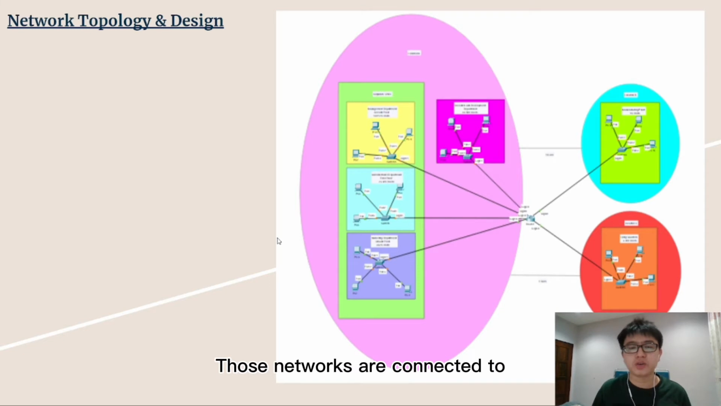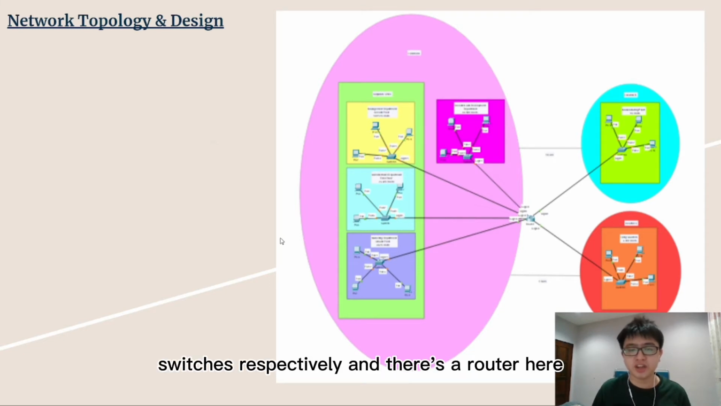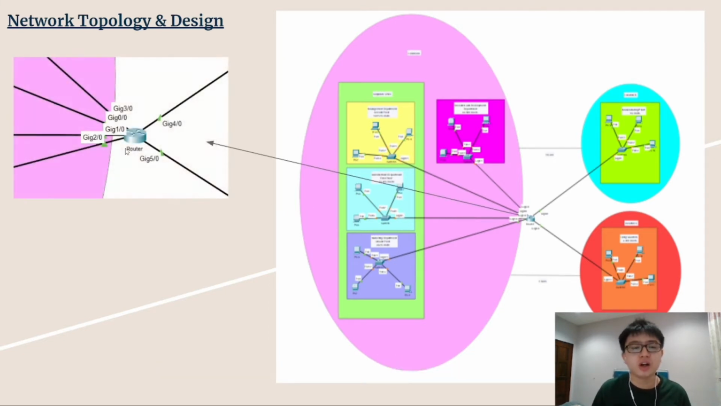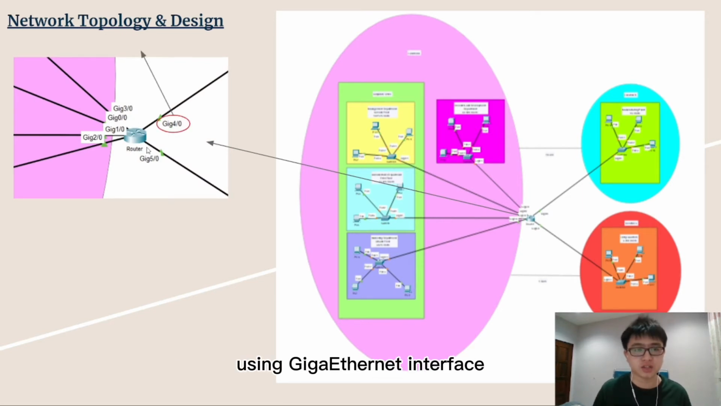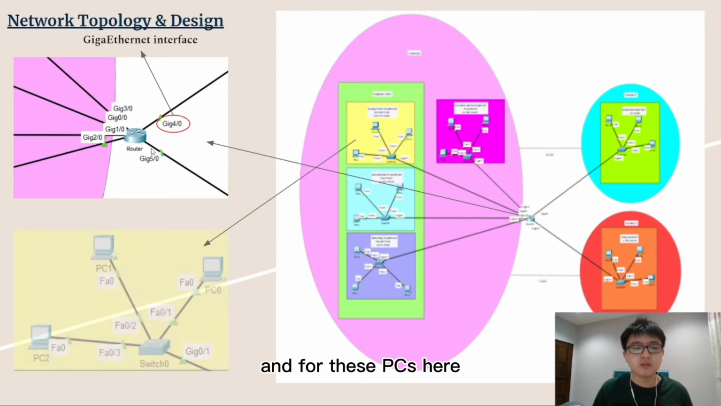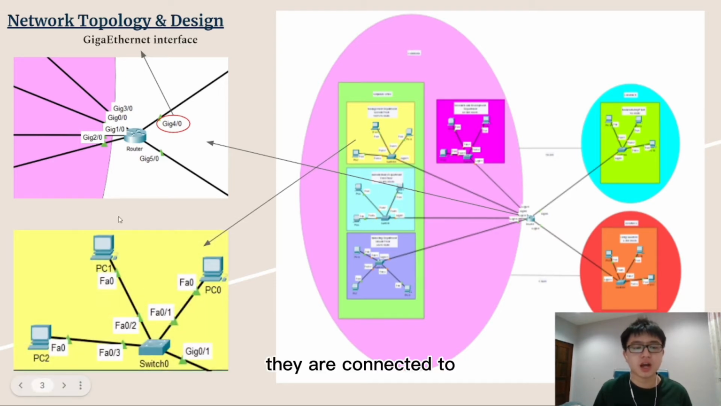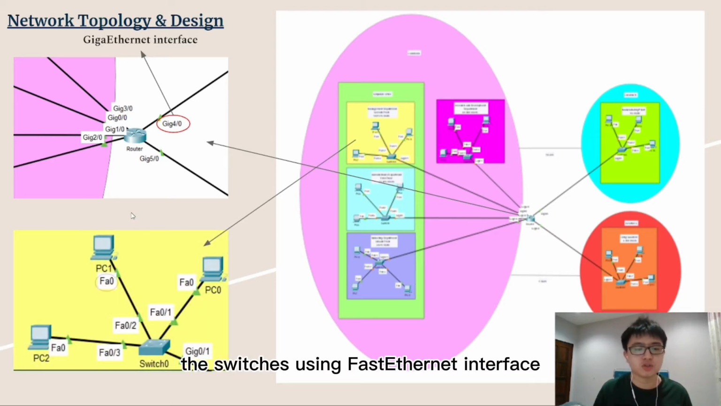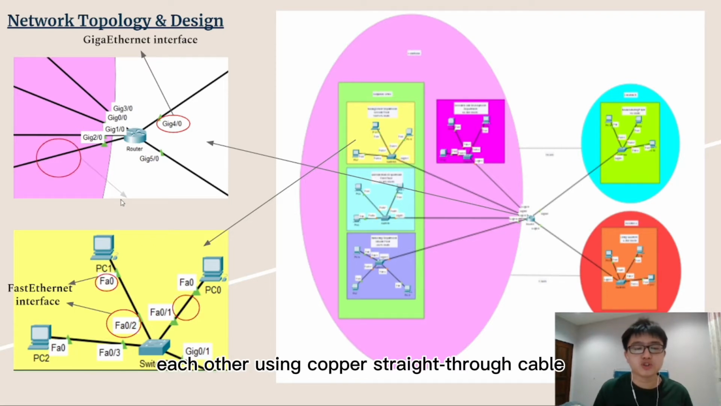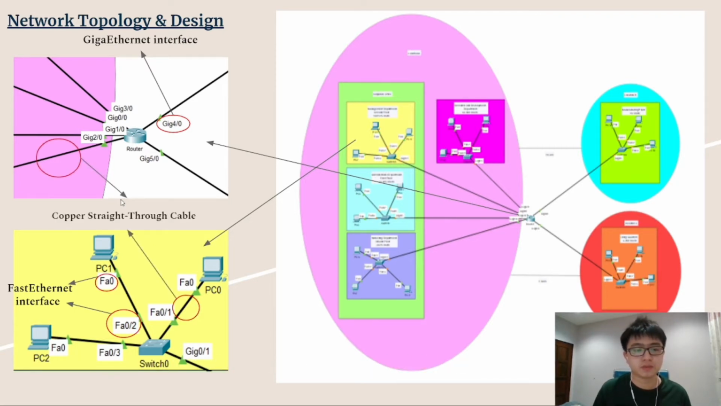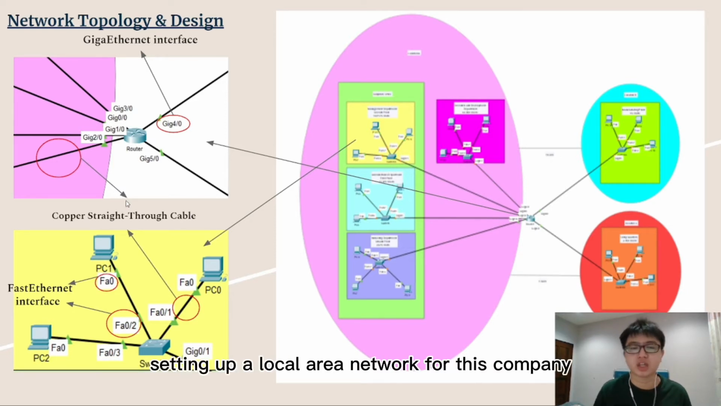Those networks are connected to switches respectively, and there's a router here. All the switches are connected to this router using Gigabit Ethernet interface. And for these PCs here, they are connected to the switches using Fast Ethernet interface. All of the devices are connected to each other using copper straight-through cable. So yeah, we have done setting up a local area network for this company.